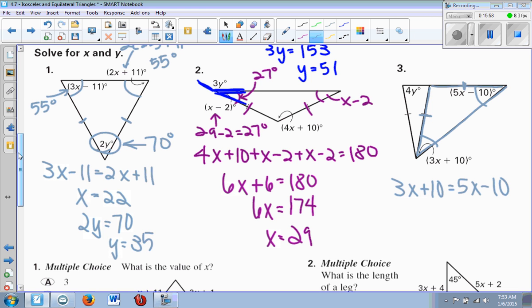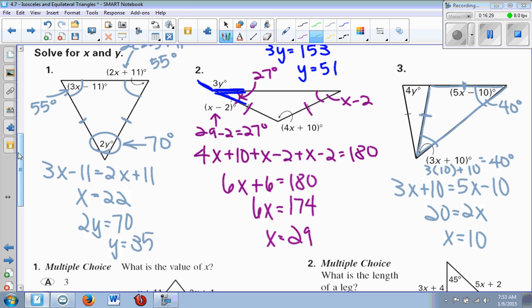Solving is going to require a couple steps. First, I'm going to subtract 3x, and I'm also going to add 10 at the same time. We get 20 equals 2x. And if we divide, we get an x value of 10. In order to figure out y, we're going to have to plug in the 10. So we get 3 times 10, add 10. That's going to give me an angle measure of 40, which is the same as this one up here.